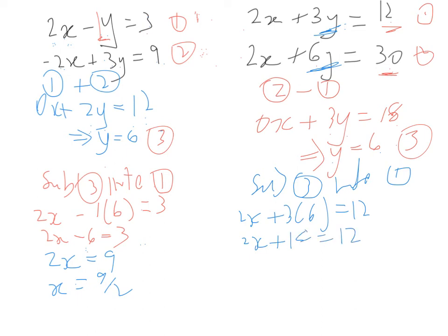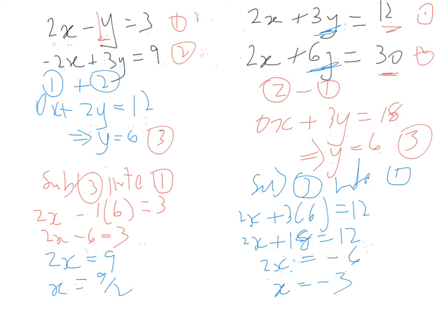And we've got to remove this 18, so subtract 18 from both sides, and we'll have 2x equals -6. So then x equals, 2 times a number is negative 6. That number has got to be negative 3.